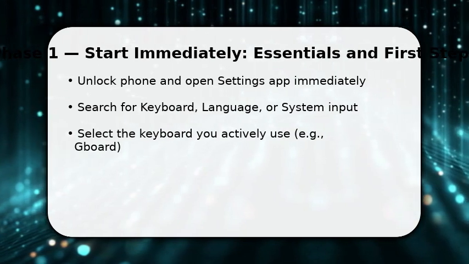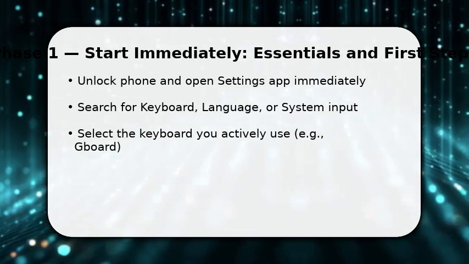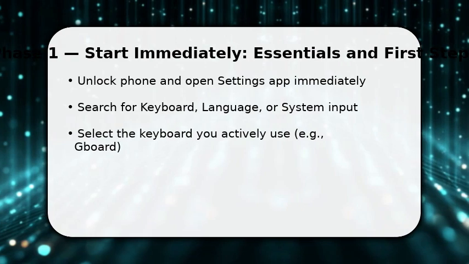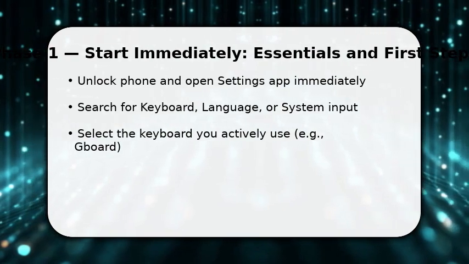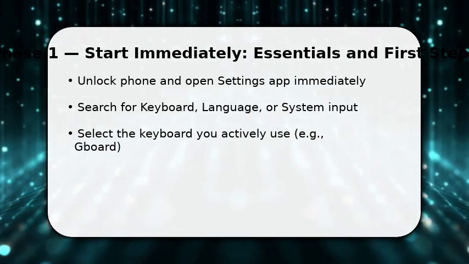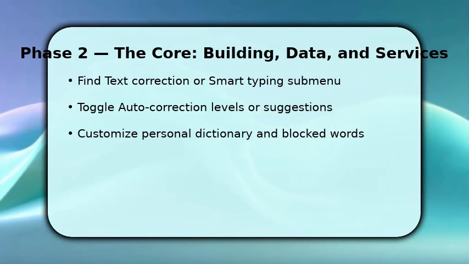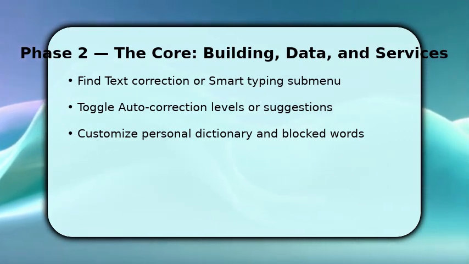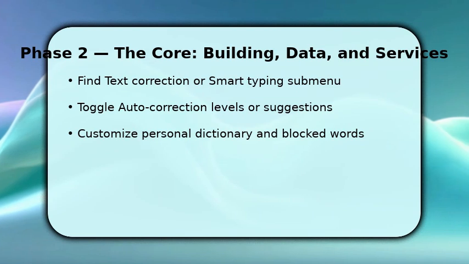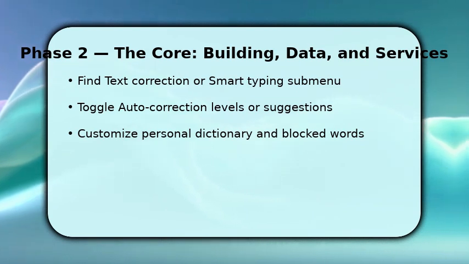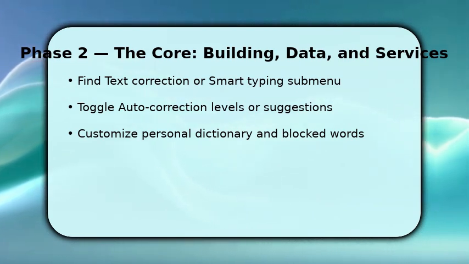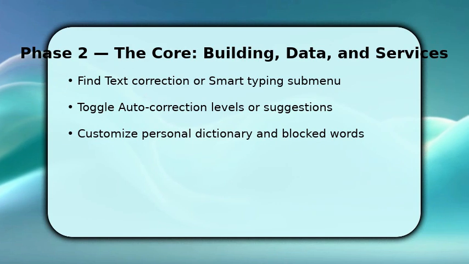Now, enter the keyboard's preferences where autocorrect and text correction options are kept, so you can modify behavior at the source rather than guessing. You now navigate into text correction or smart typing. This is where the real options live. Tap autocorrection to cycle through off, mild, or aggressive. Choose based on how often you want replacements.